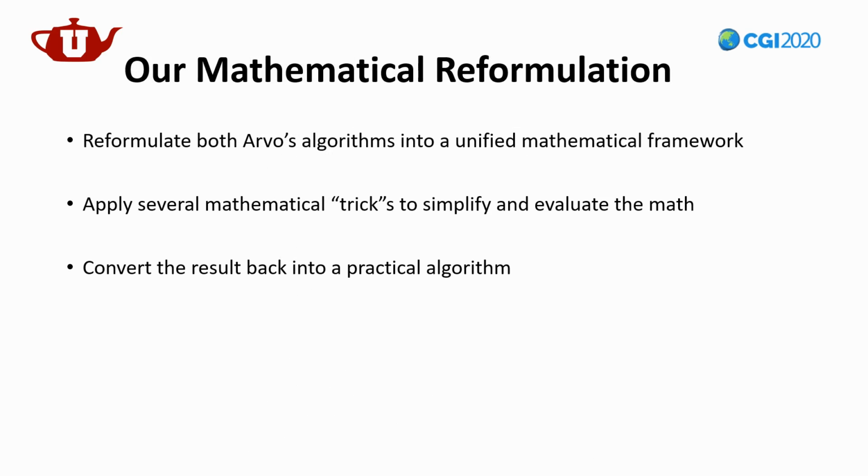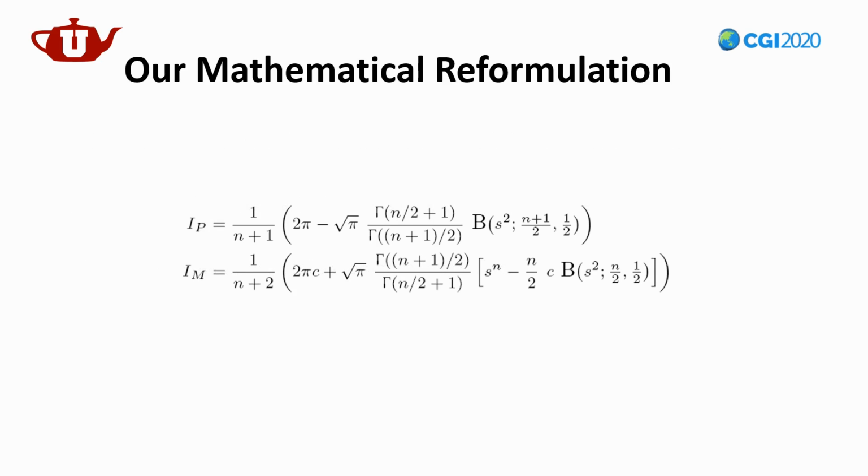Our contribution is fairly straightforward. We simply take Arvo's algorithms, combine them into a mathematical formulation, simplify the math, and then convert the result back into a practical algorithm. Most of our paper is concerned with the middle step of simplifying the math, because doing that is non-trivial and complex, and it is by far the hardest. We will follow a similar approach here, showing visually how the equations derive from each other. As a sneak peek, here are our final normalization factors.